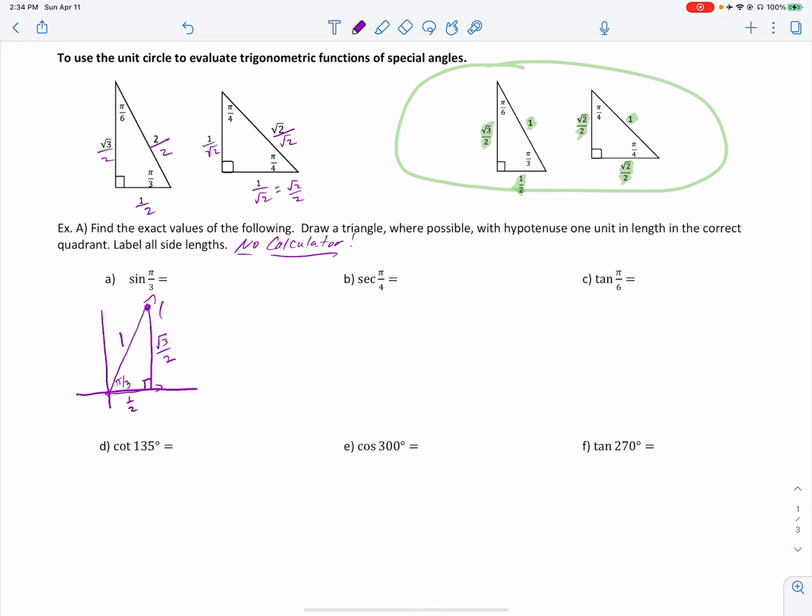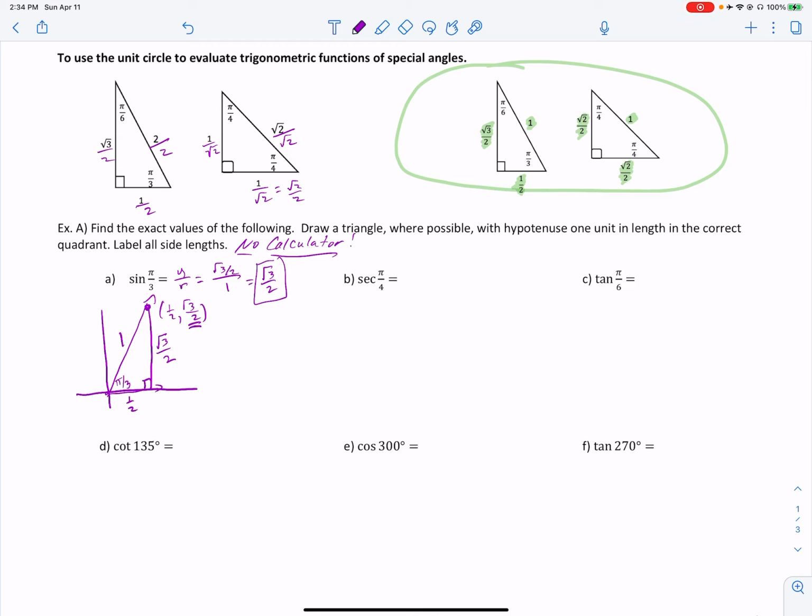So this ordered pair is 1/2, √3/2. And sine is y/r. Well, my y value is √3/2, and my r value is 1. So that just simplifies to √3/2. When you are on the unit circle, your sine value is just the y coordinate of that point on the terminal side. That's unit circle, is when your hypotenuse is 1.